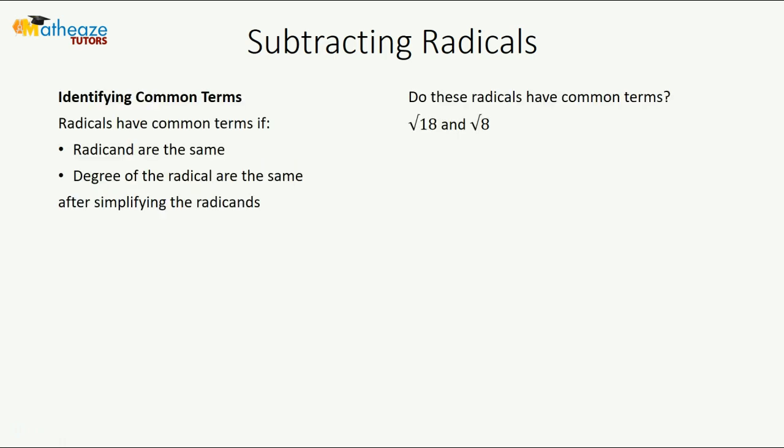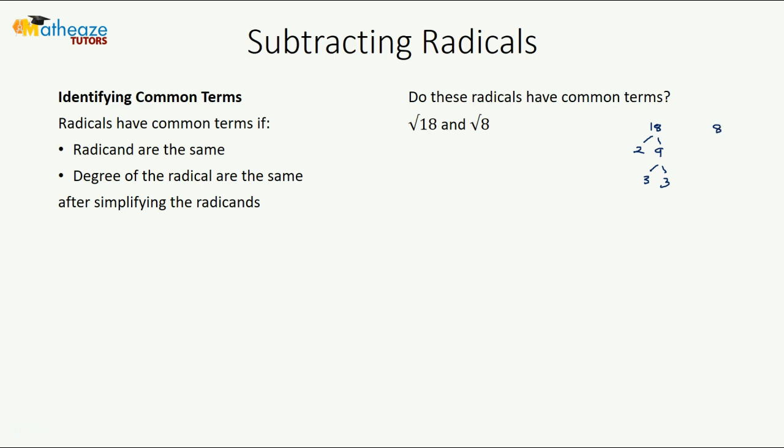So with common terms, you just have to make sure that the radicals have the same degree and the same radicand. The degree is going to be something like a square root or a cube root, and the radicand is the number under the square root sign. So we're going to look at square root of 18, and the method I like to use here is decomposing the radicand using the factor tree method. So that means for 18, we're going to end up with 2 and 9, and then 3 and 3.